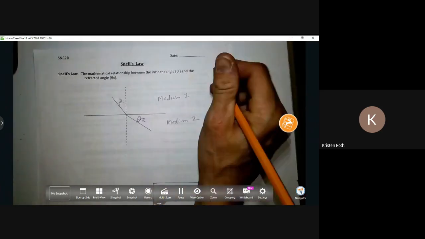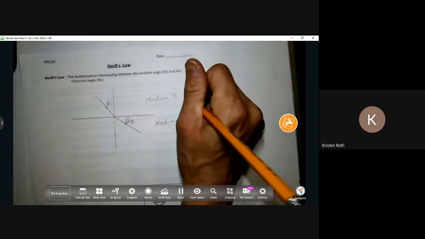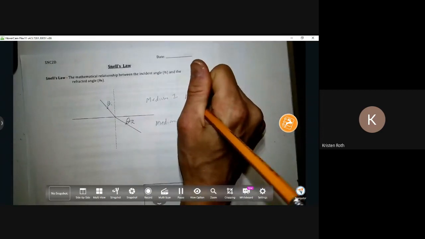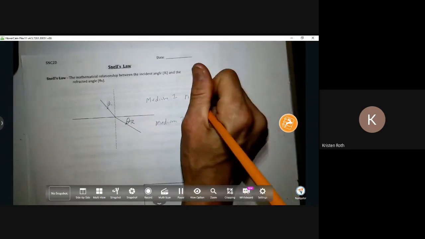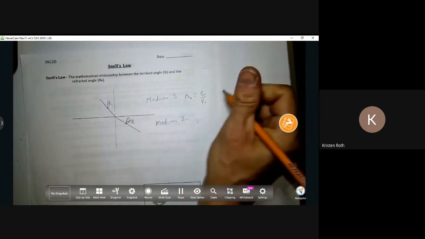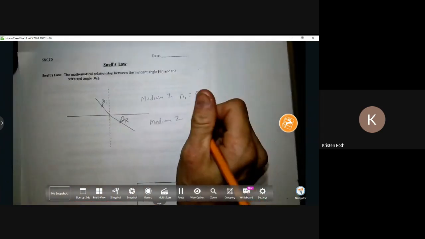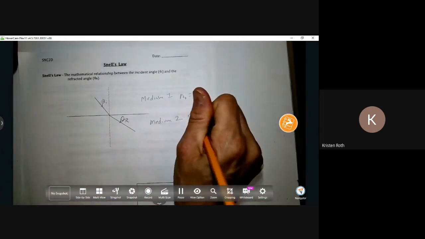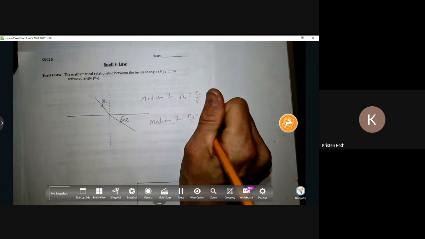So say we had the speed that light traveled up here. We can use our index of refraction. So n1 equals c over v1, so we can compare the speed in one medium to the other, and n2 equals c over v2. And we can put them together.